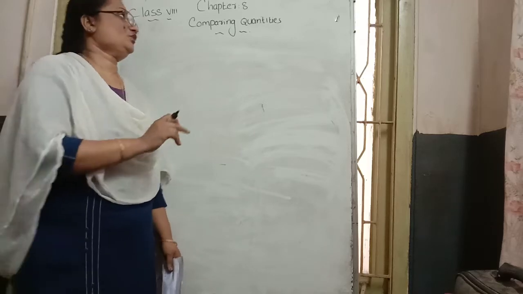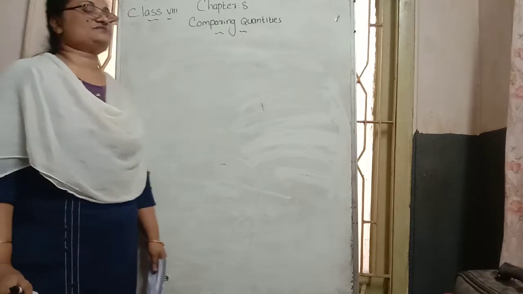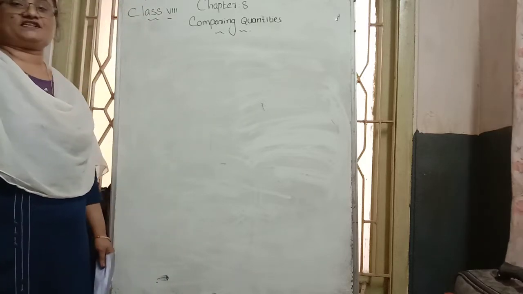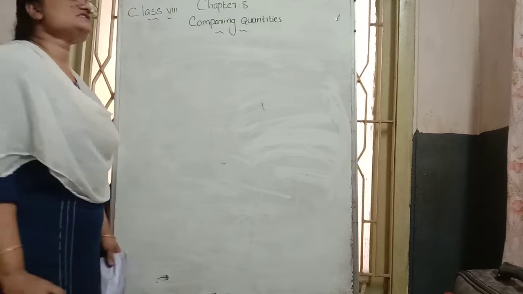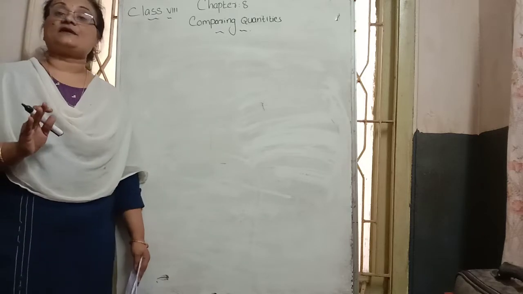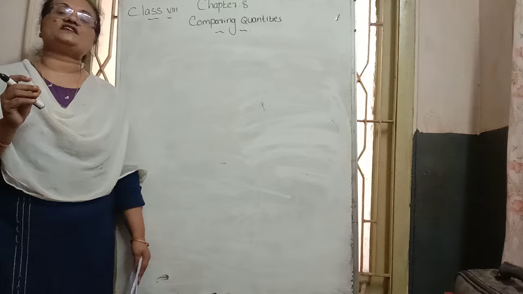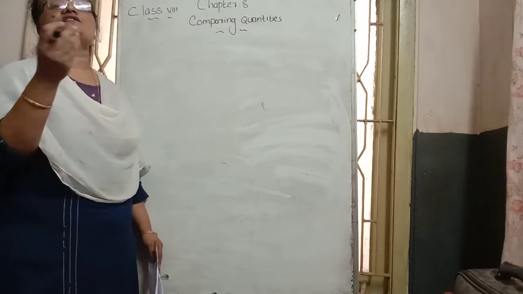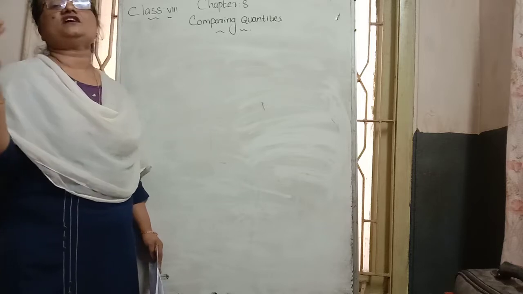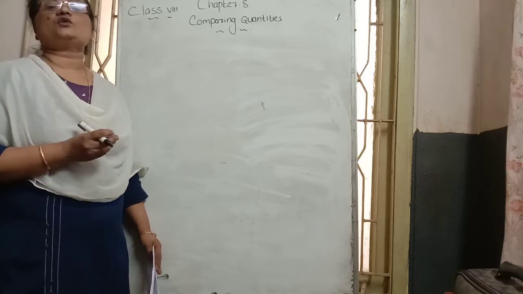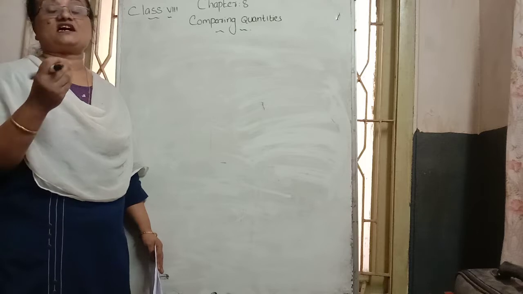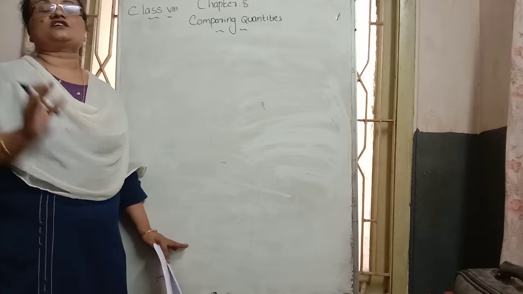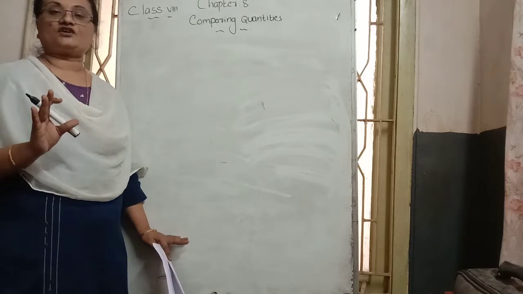Hi students, now we are going to discuss chapter 8, comparing quantities. How to compare quantities using ratio. Ratio means using and comparing the quantities. Comparing quantities means how many times one quantity is of the other quantity. We call it comparing quantities.